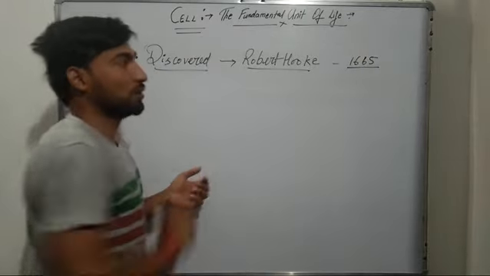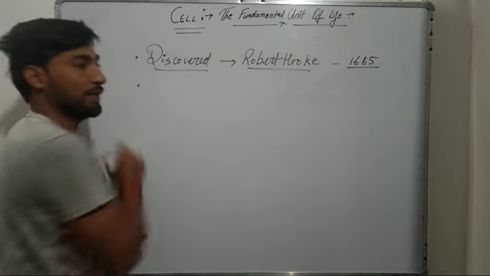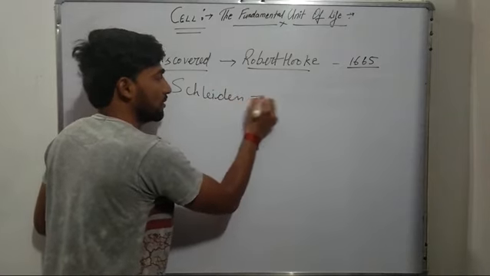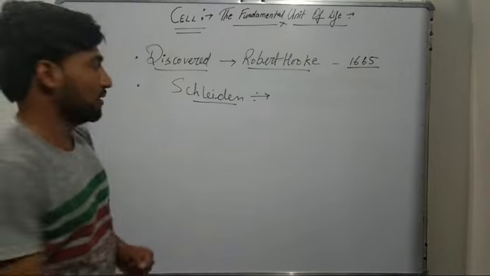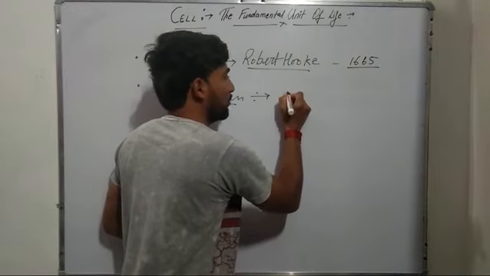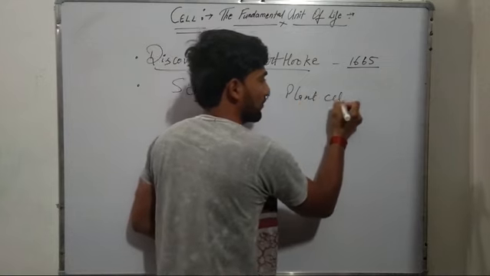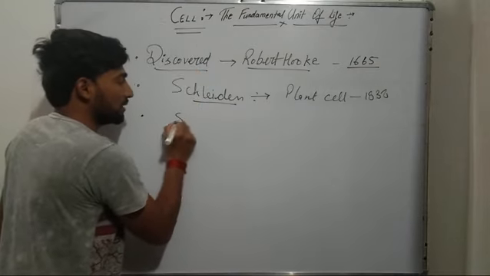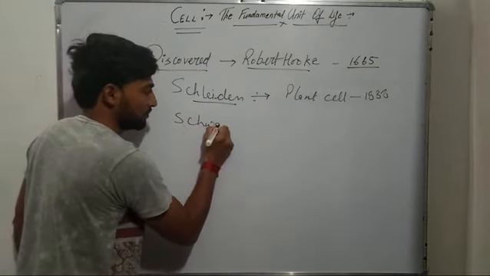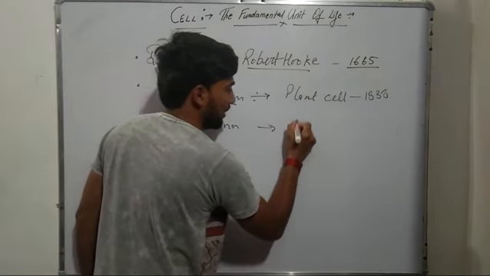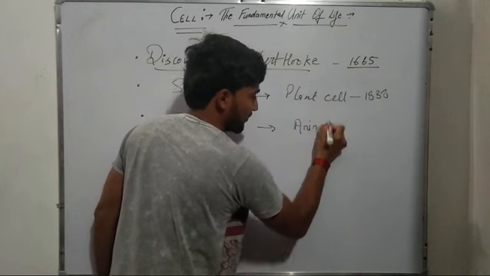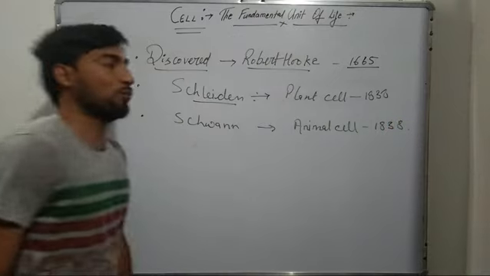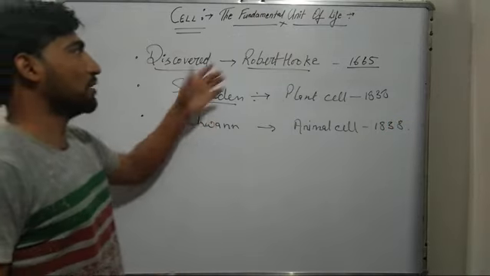Something more about the history of the cell. Another scientist, Schleiden, studied the different plant cells in 1838, and Schwann is the scientist who studied the animal cells. In the same year, 1838, later on both these scientists jointly gave the cell theory.